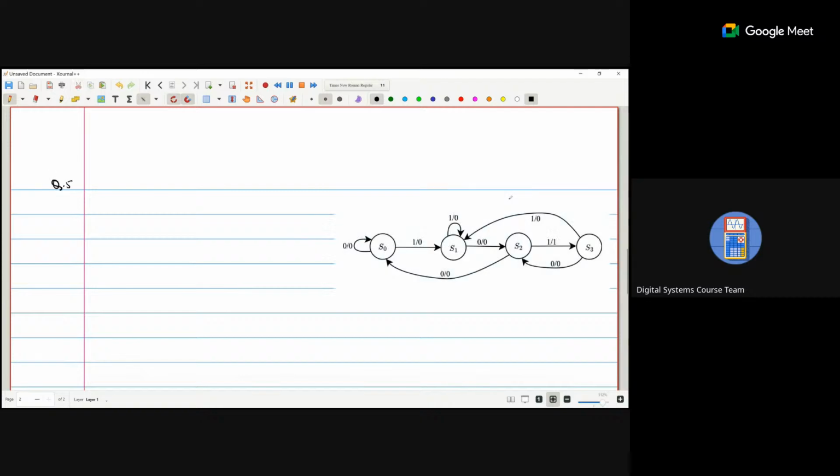Now question number 5. This is a state matrix.